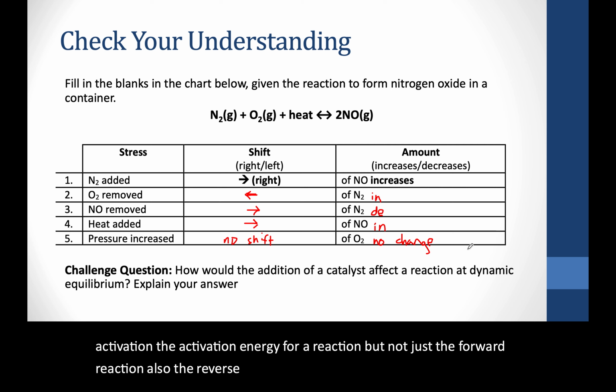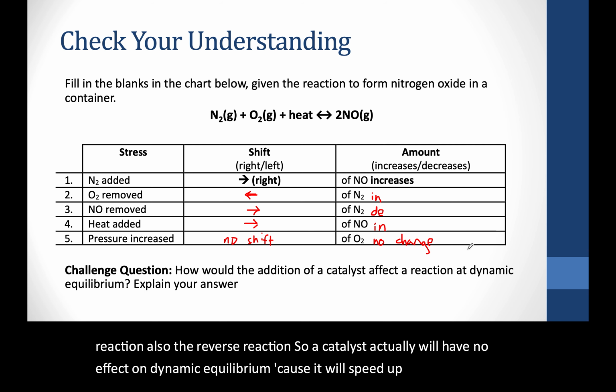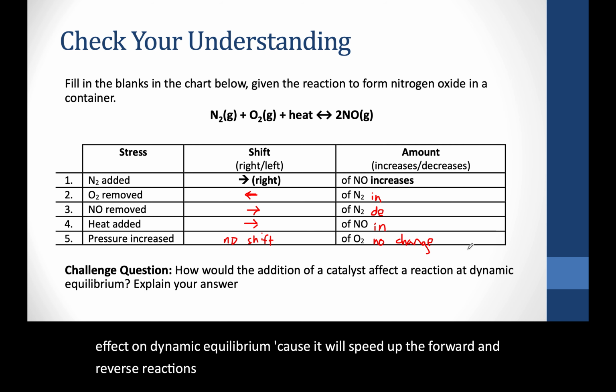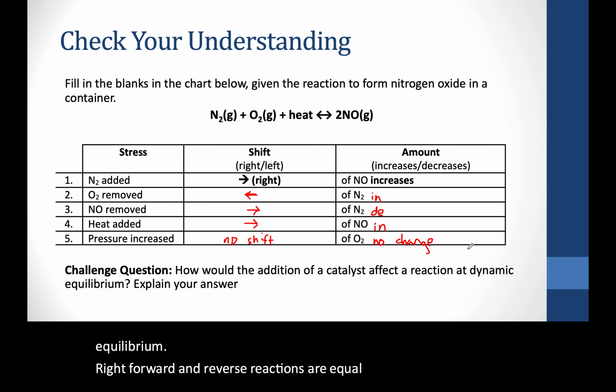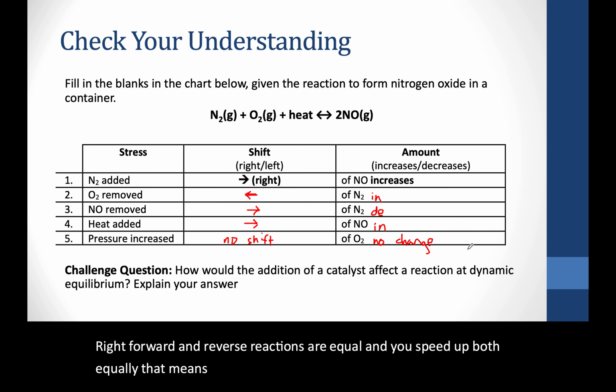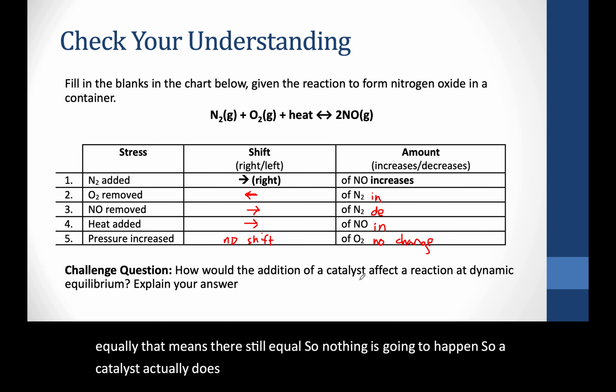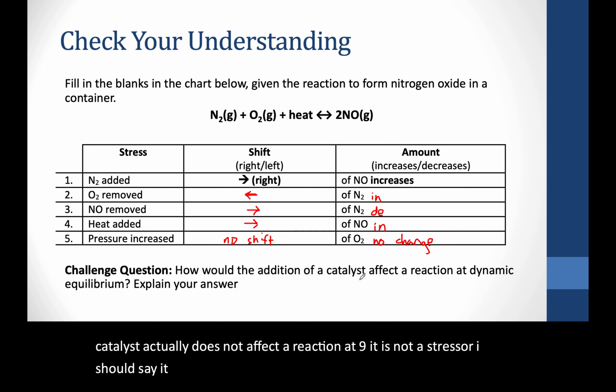So a catalyst actually will have no effect on dynamic equilibrium because it'll speed up the forward and reverse reactions equally, right? So you have a system at dynamic equilibrium, right? Forward and reverse reactions are equal, and you speed up both equally. That means they're still equal, so nothing's going to happen. So a catalyst actually does not affect a reaction at dynamic equilibrium. That's not a stressor, I should say. It speeds up both reactions equally, so you're still at dynamic equilibrium.